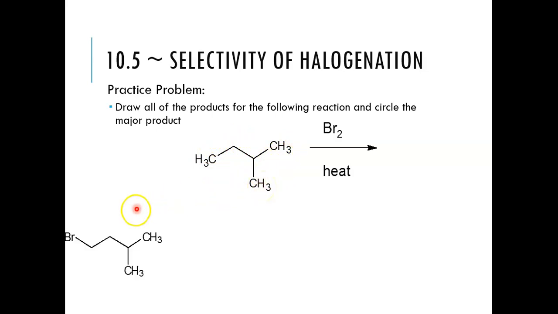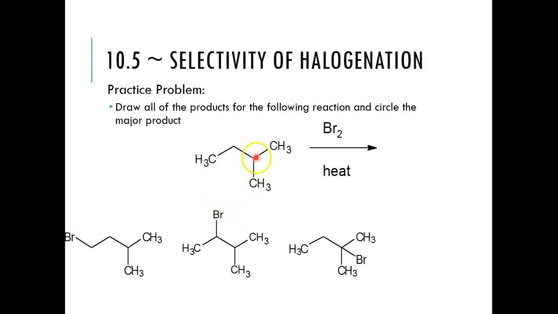So here's our bromine added to that end carbon. Our bromine added to the next carbon in, our second carbon. Our bromine can add right here to give us this product. And then our bromine can add to our methyl on the end of that chain to give us our last product. Now to decide what our major product is, we want to look at our type of radical.